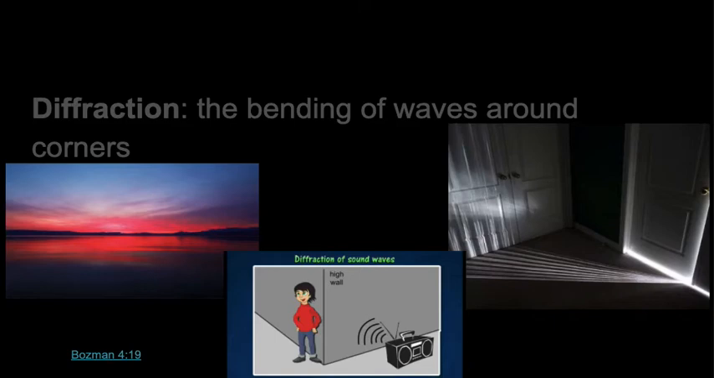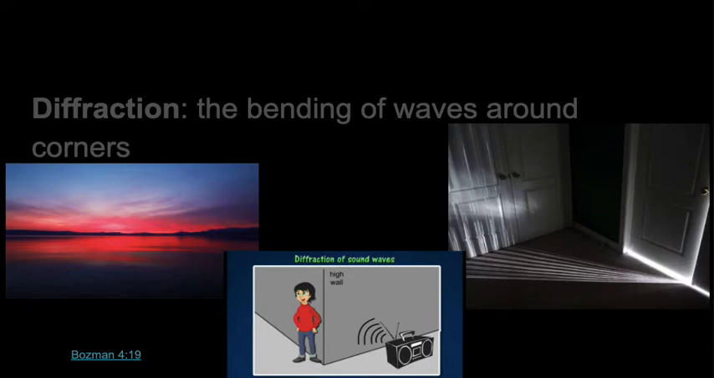Next, I want to talk about something called diffraction. Diffraction is the bending of waves around corners. You can see on the left-hand side a picture of a sunset. There's no sun in the sky, but you'll notice that it's light out, or it's starting to become light out. Why? Because the light from the sun is bending around the surface of the earth, and you start to have some light, whether it be sunset or sunrise.